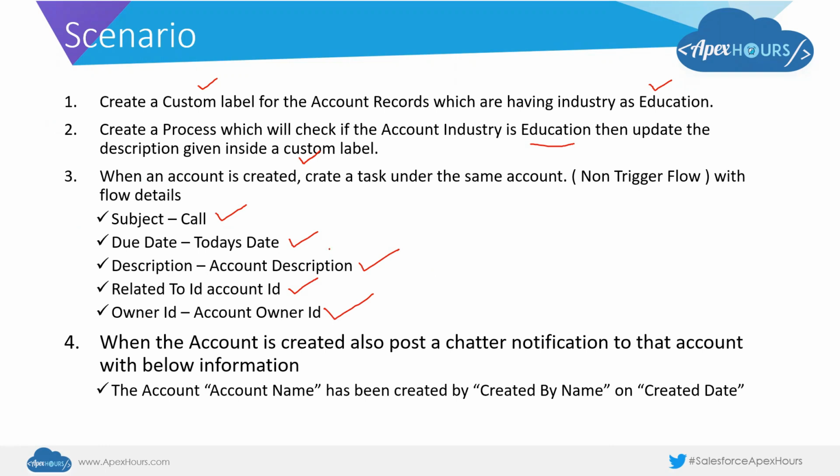And then the third one is that we also need to do a chatter notification under the same account. This is going to be the format for that chatter notification. We'll use the account name, has been created, created by name on created date. This is what we need to post into the chatter notification. So we've got number 1, number 2, and then number 3. These are the three tasks that we are going to perform with the flow. Now, without any delay, let's quickly start with creating the custom label and then creating the flow in Flow Builder.